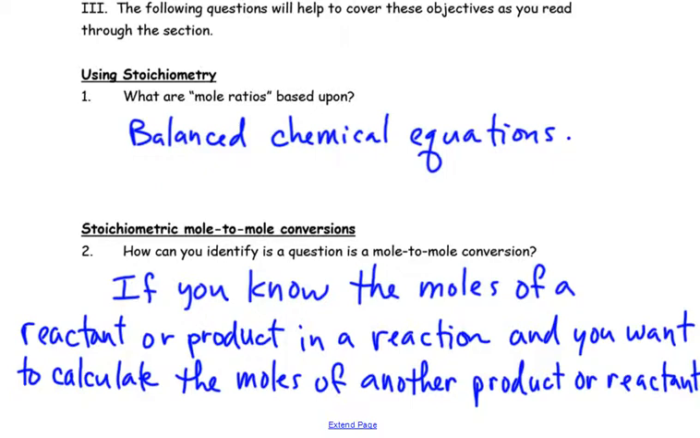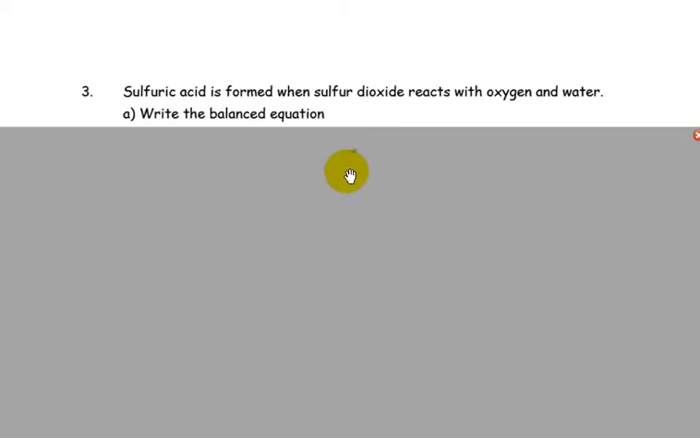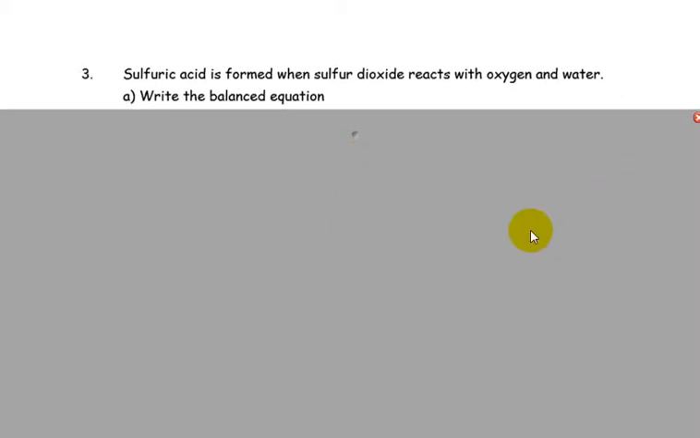With mole to mole conversions, you are given the number of moles of a reactant or product in a reaction and you want to calculate the moles of another reactant or product, going from moles of one substance to moles of another substance. Here are a couple of examples dealing with that.